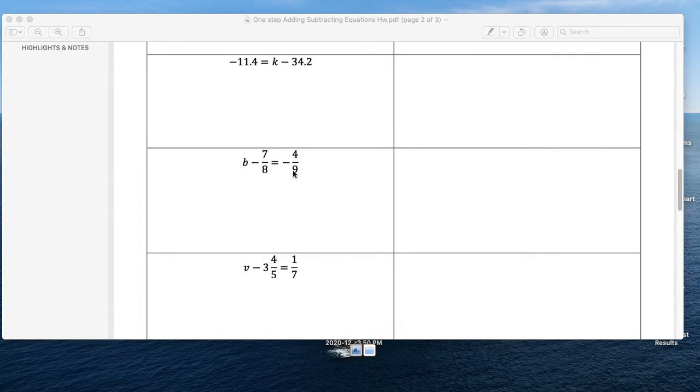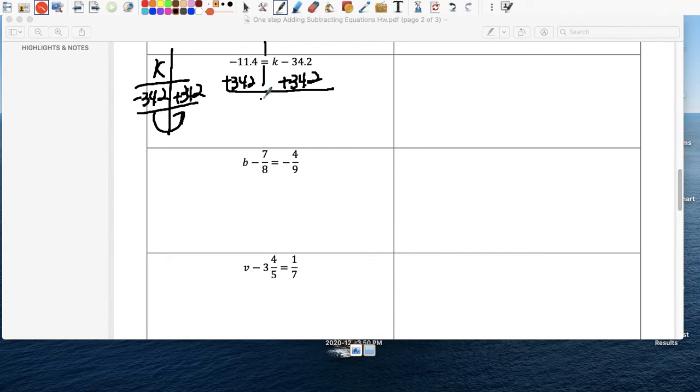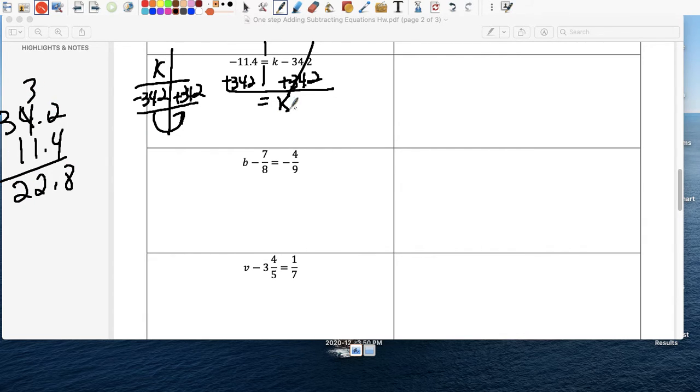Let's do that. Variable k. Somebody removed negative 34.2. So I'm going to make that back by adding 34.2. If I add 34.2 to both sides, that isolates my variable. K is all by itself. 34.2 minus 11.4, 12 minus 4 is 8, 3 minus 1 is 2, gives me 22.8 positive. That's what I got.